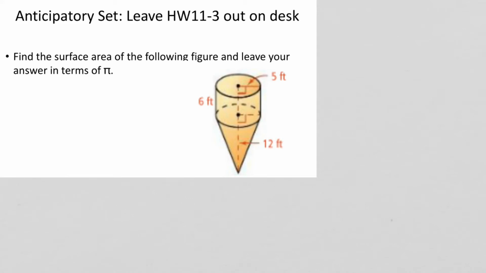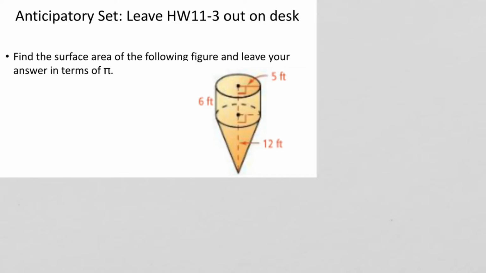Hello everyone. Even though you did this as your anti-set when you started class, I thought I would go over it again just in case. We were finding the surface area of the following figure, leaving your answer in terms of pi. So here we have a cylinder with a top piece. We have a cone, which is just the lateral area of the cone, and they're being connected there.